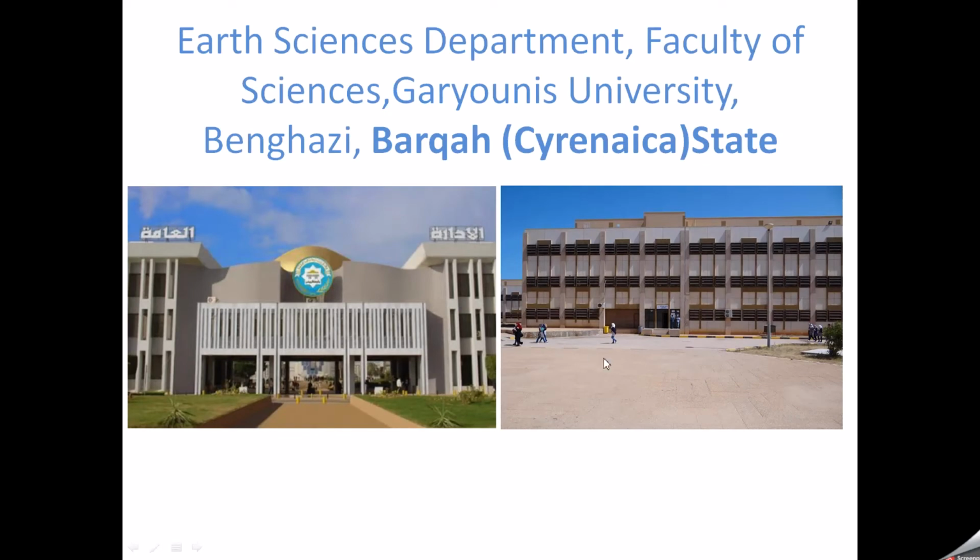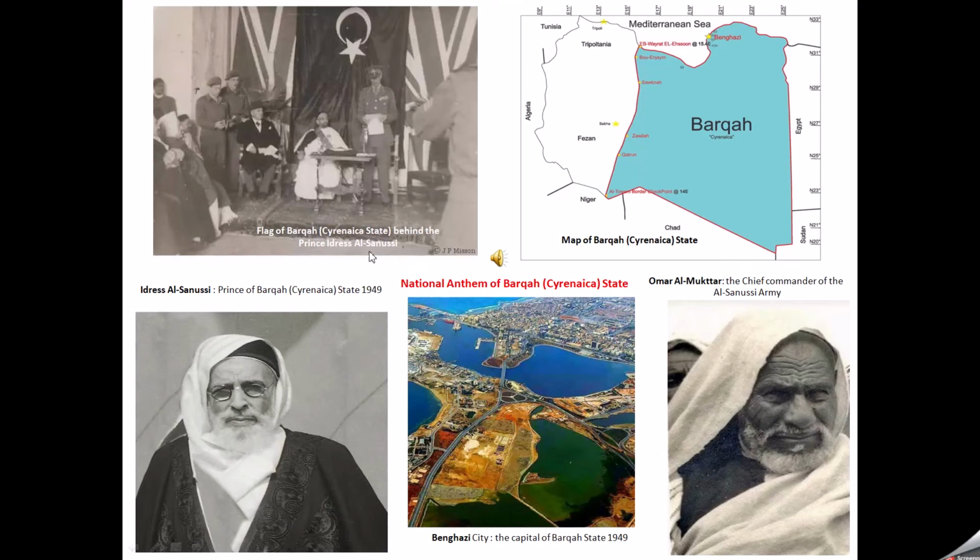This is the Earth Sciences Department at Yunus University, and this is the main entrance of Yunus University. And here's the Prince of Cyrenaica Idris Sanusi and the founder of Yunus University. And here's the flag of Cyrenaica behind Prince Idris. This is the Chief Commander of the Sanusi Army, Omar al-Mukhtar. This is the capital, Benghazi City, the capital of Cyrenaica State. And this is the map of Barga State, or Cyrenaica State.